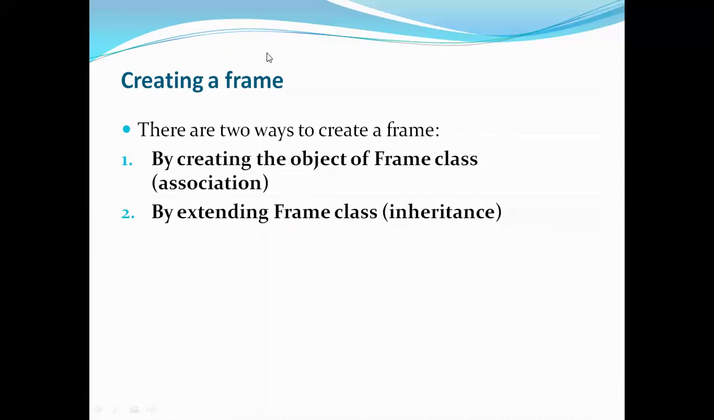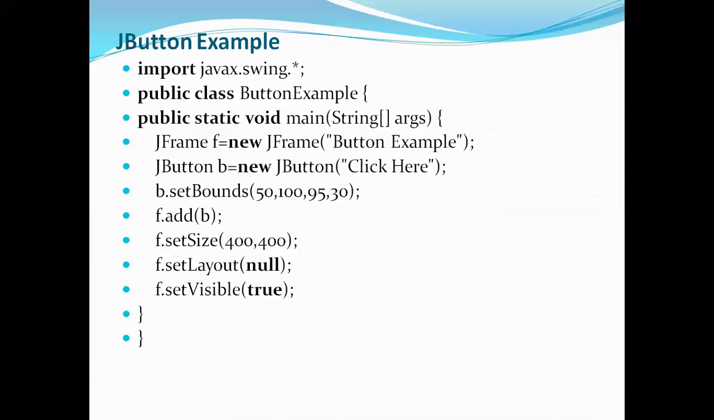So for creating, we'll follow two methods, either by extending the frame class or by creating the object of frame class. Now let's start with a few components. First, I'll give you an example of how to include JButton in your frame. It's the same as adding a button component to your frame class, but here we call it JButton.